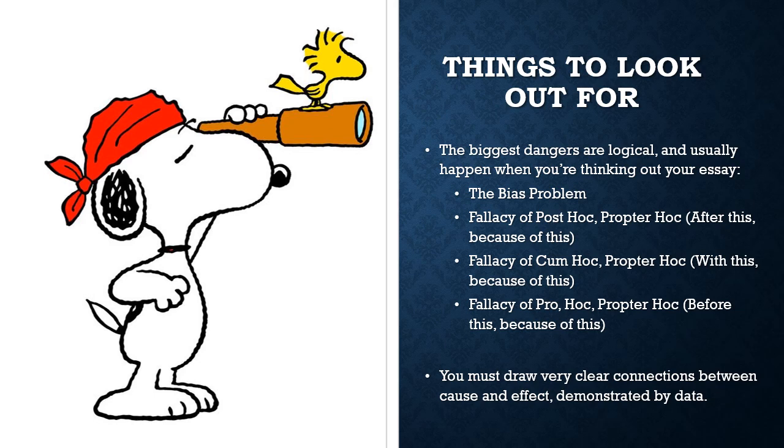And the way to get around all of these is you have to draw clear, intentional connections between cause and effect, and you have to demonstrate those connections via data. You have to actually give proof. You can't just say, well, I think this, therefore this. You have to show how the two things are connected. That should be something you cover in your body paragraph in at least a sentence.